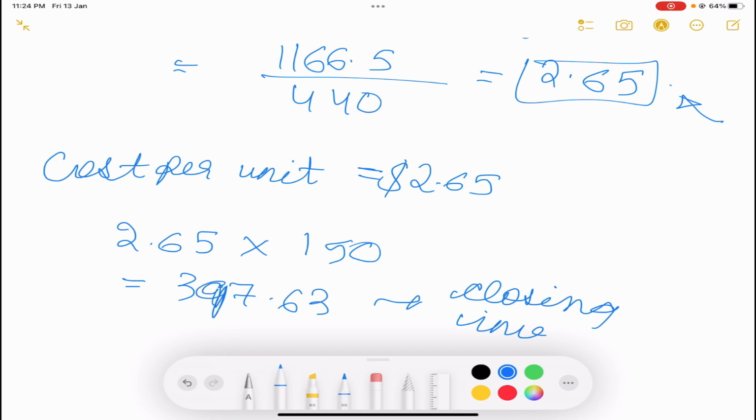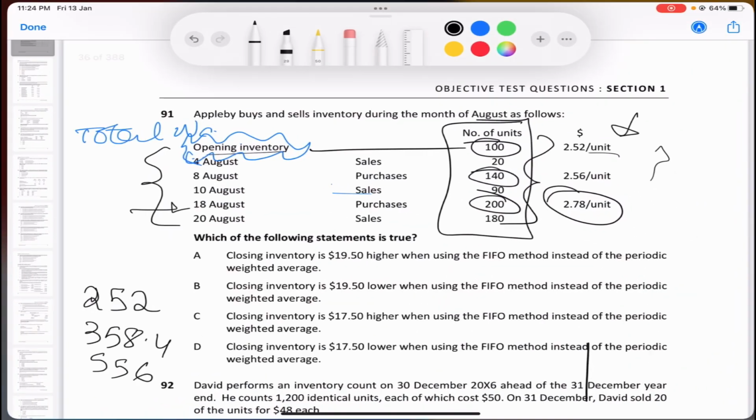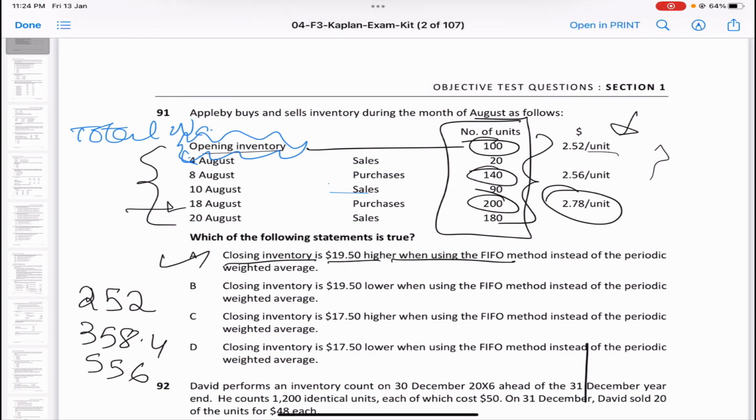Okay, so here we have 397.63, and when we solved using FIFO we had 417. So what does this mean? This means that FIFO is more than the periodic average cost, right? That's what it is saying. So my answer is going to be A. Closing inventory is higher when using FIFO instead of the periodic weighted average.